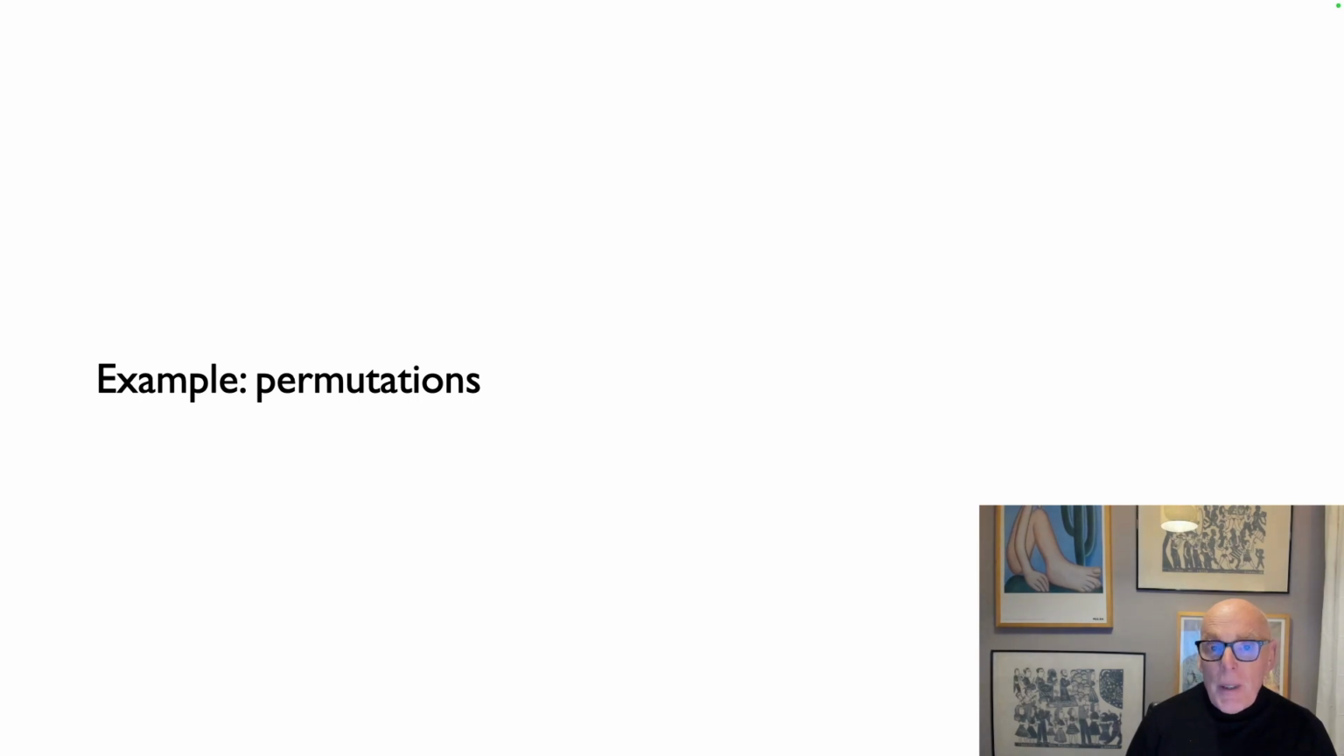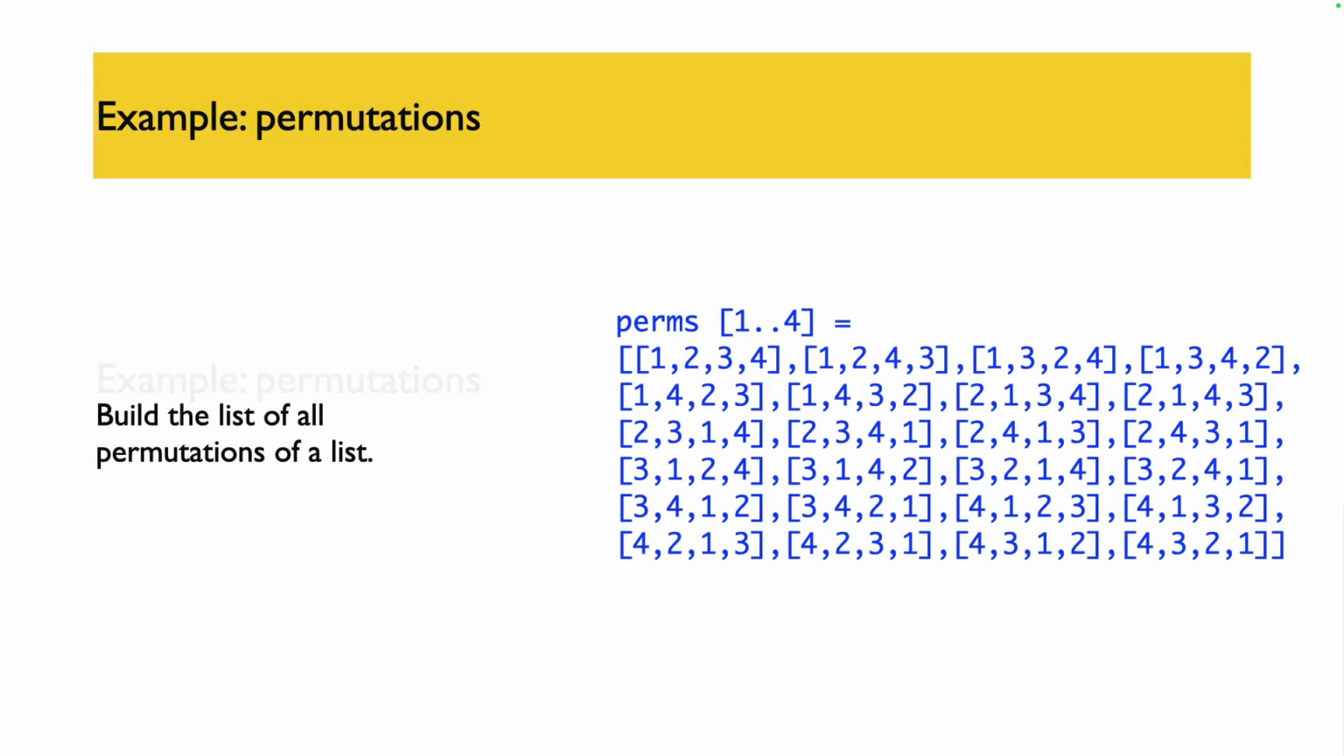This segment talks about permutations. And here's an example. A permutation is an ordering of a list of things. So here we've got the list 1 to 4, and you can see in fact there are 24 orderings of that. That's 4 factorial, 4 times 3 times 2 times 1. Because there are 4 choices for the first element, 3 for the second, 2 for the third, and 1 for the fourth. Hence 4 factorial.